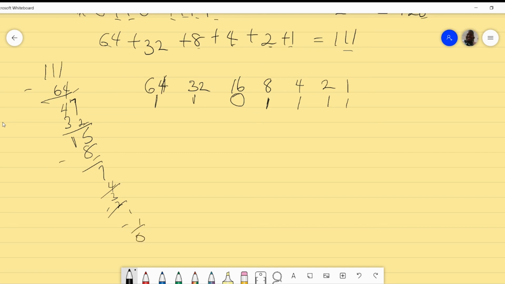So now you can see that it's easy peasy, because we are able to get our binaries from deducting the multiples of 2. So this should give us 1101111, and that's exactly where we started from.